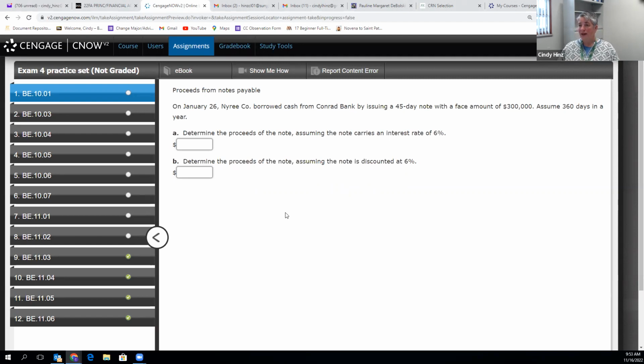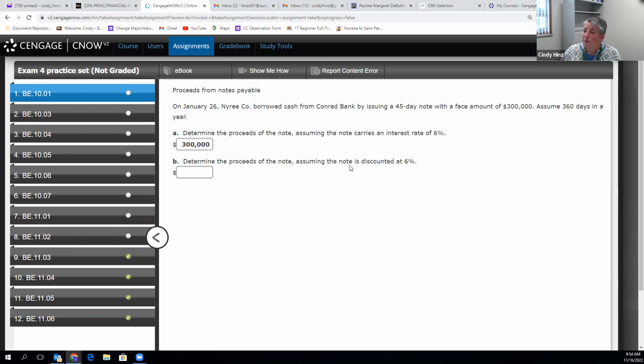On January 26, Nairi Company borrowed cash from Conrad Bank by issuing a 45-day note with a face amount of $300,000. Assume 360 days in a year. The first thing we're asked to do is determine the proceeds of the note, assuming the note carries an interest rate of 6%. By the proceeds of the note, they simply mean how much did Nairi Company actually receive when they issued this note. Well, they would have received the full face value of that note, $300,000.